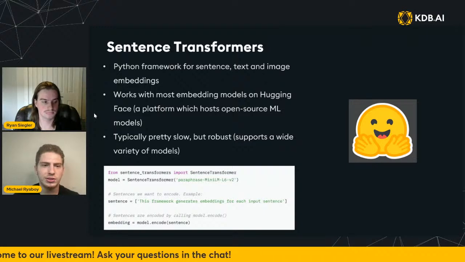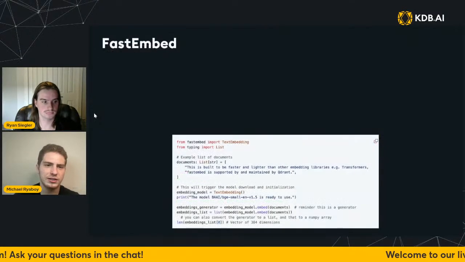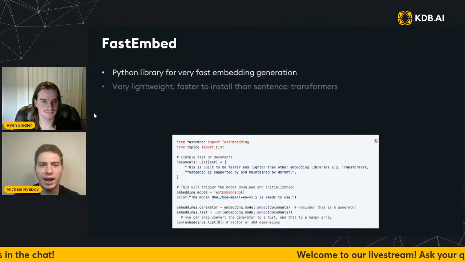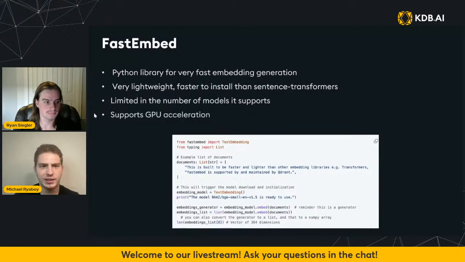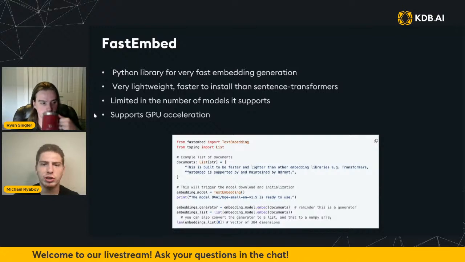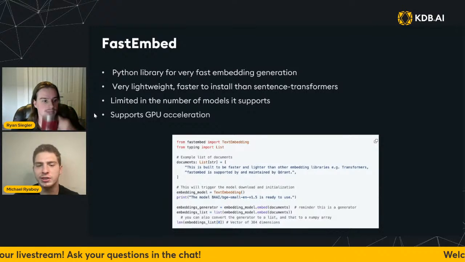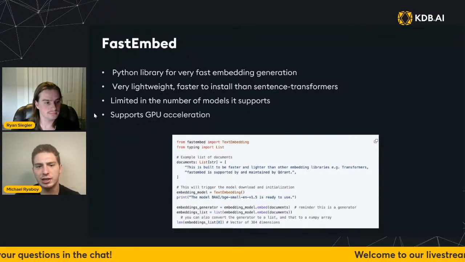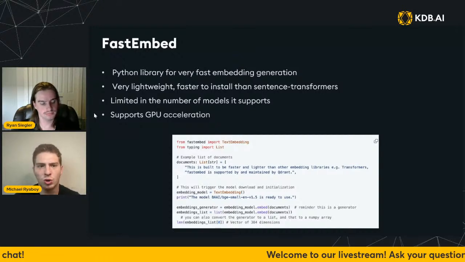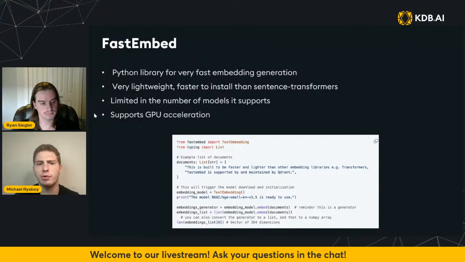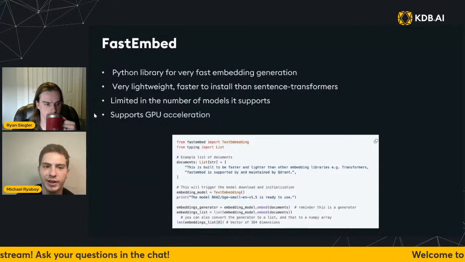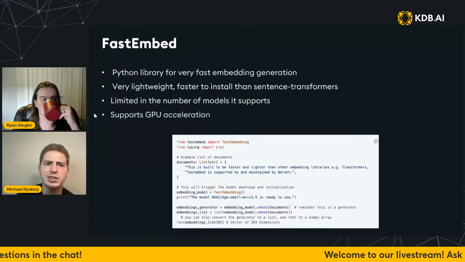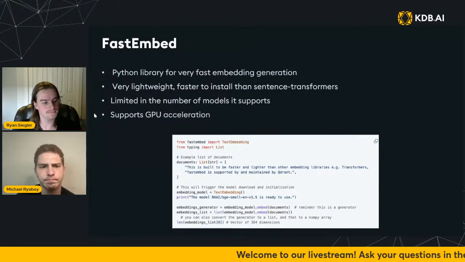And one fast alternative is Fast Embed. Fast Embed is a Python library for very fast embedding generation, and it's very lightweight. So it basically has only the components of sentence transformers necessary to actually generate these embeddings quickly. That's its whole purpose. And it's limited in the number of models it supports, but the advantage is that the latency to generate these embeddings is extremely low.